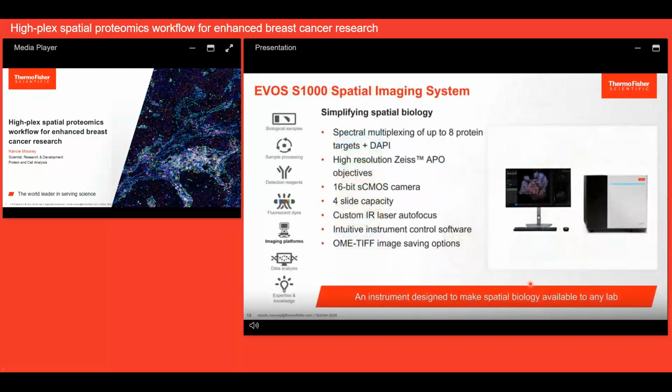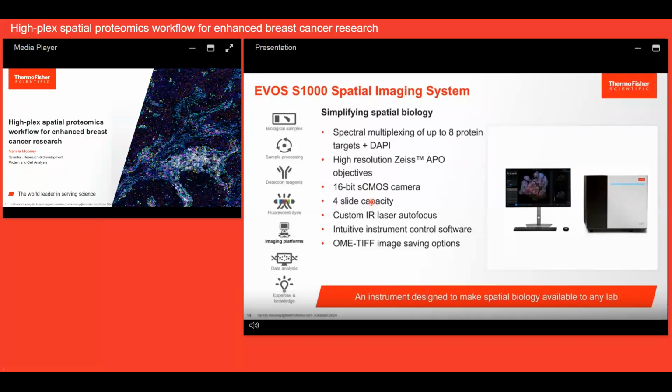So to create the images that I've been showing in this webinar, I use the EVOS S1000 spatial imaging system, where we're really looking to simplify spatial biology and the imaging that it requires. The EVOS S1000 allows for spectral imaging and multiplexing up to 8 protein targets and DAPI. It creates high-resolution images using a Zeiss APO objective and a CMOS camera. The microscope has a 4-slide capacity and has custom IR laser autofocus that enables whole slice scanning.